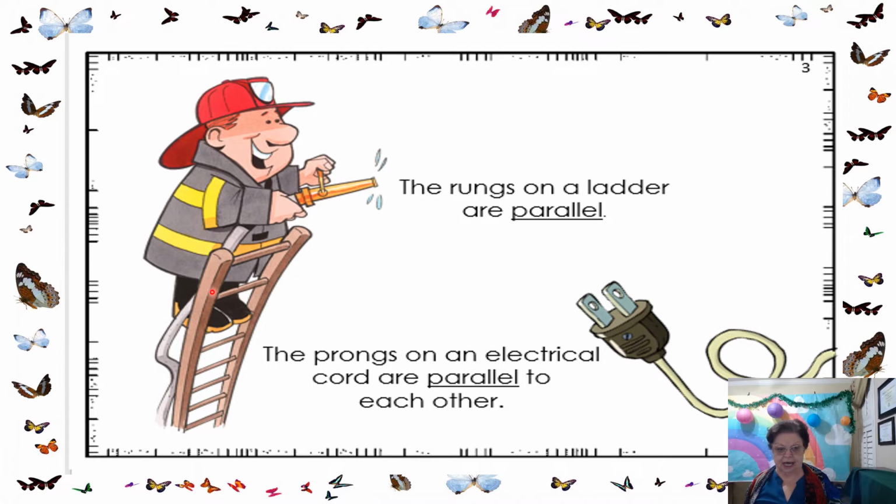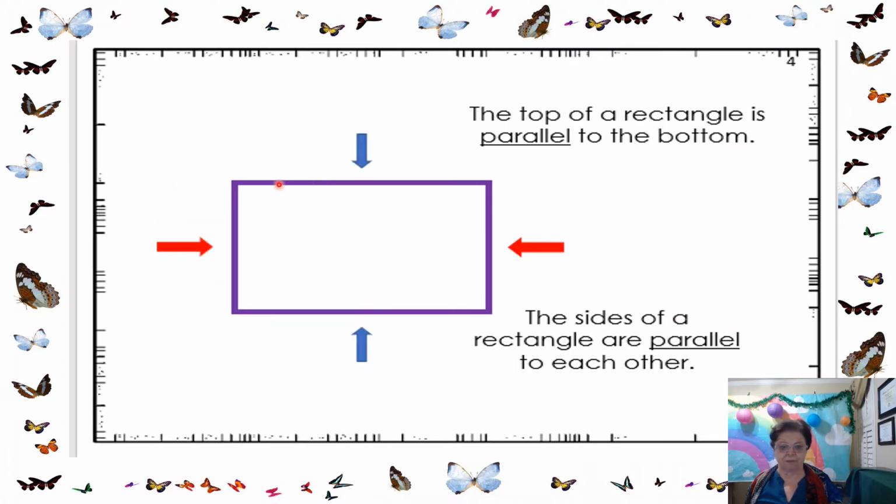The rungs on a ladder are parallel. That rung and that rung will never meet. The prongs on an electrical cord are parallel to each other. The top of a rectangle is parallel to the bottom of a rectangle. The sides of a rectangle are also parallel to each other. Yes, when the top and this side meet, they make a right angle. They become perpendicular. But the two top lines are parallel and the two bottom lines are parallel.